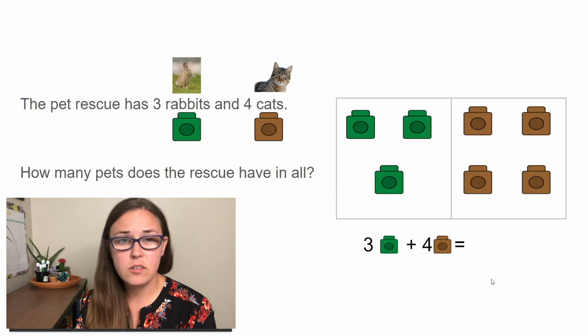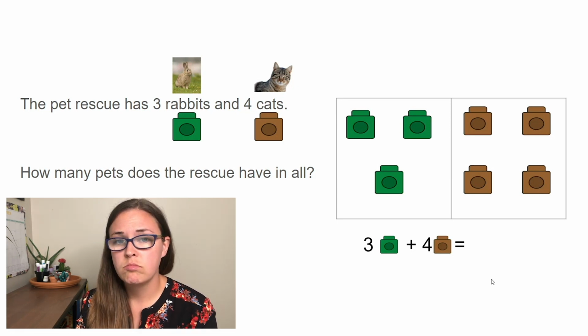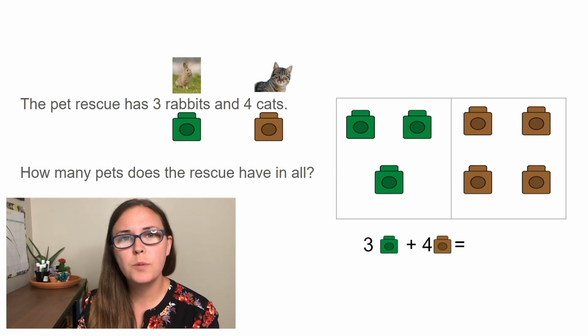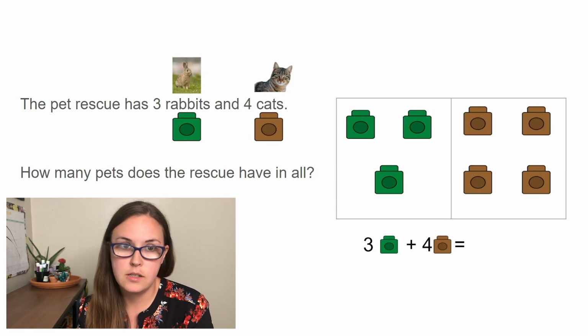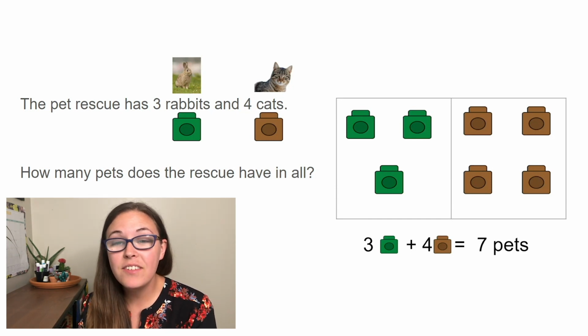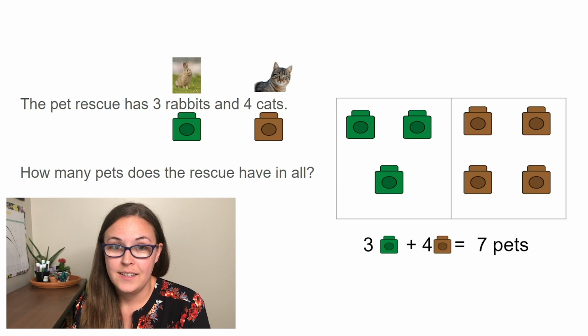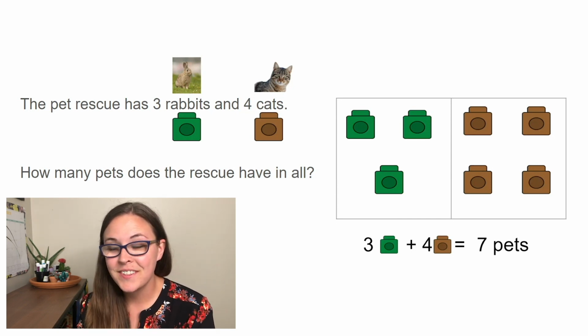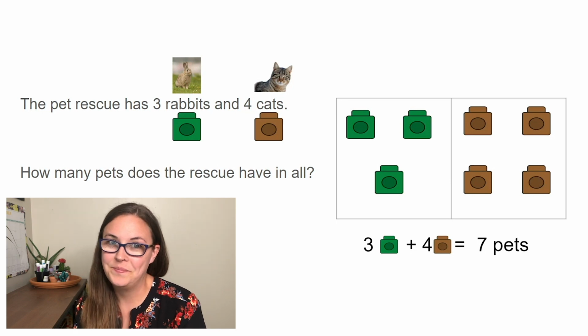But does that answer the question? Because the question says, how many pets does the rescue have in all? So what should our answer for the addition sentence be? That's right. It should be 7 pets. How did you do? I bet you did great. Let's try the next one.